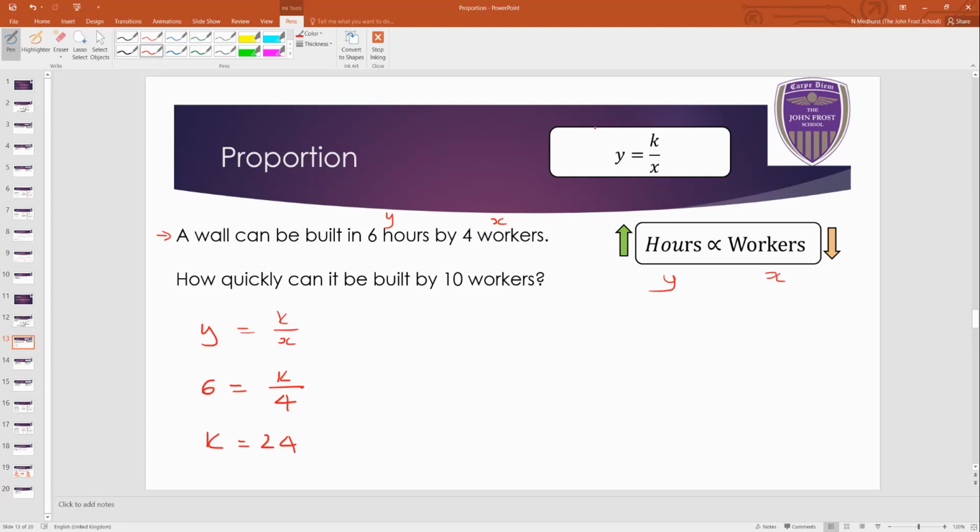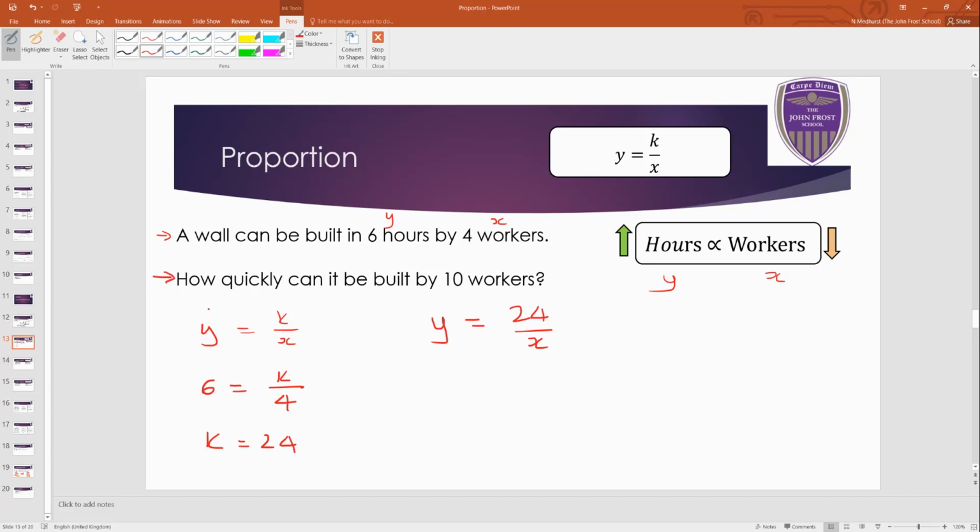So in the equation that we've got here, we know now every single time for this question the k is going to be 24. So we can say that our equation is now y equals 24 over x. You have to work out that constant first and then just put it into your equation. Because now if I give you a value of x, you can work out what y is, and if I give you a value of y, you can work out what x is.